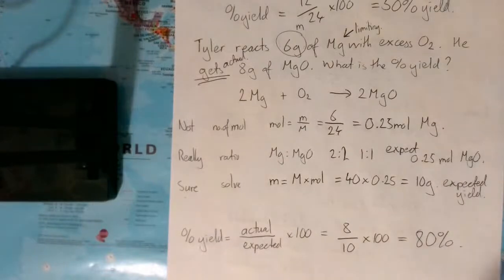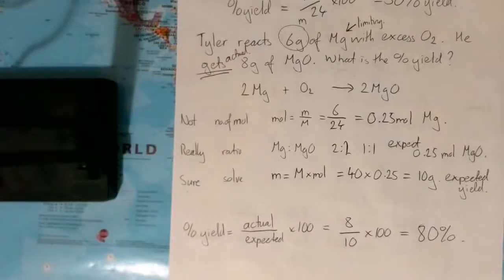Quick note, if you do this and you get a greater than 100% yield, then you probably got these the wrong way round. A note for yourself, if you have over 100% yield, you've gone wrong somewhere, so go back and check your working.